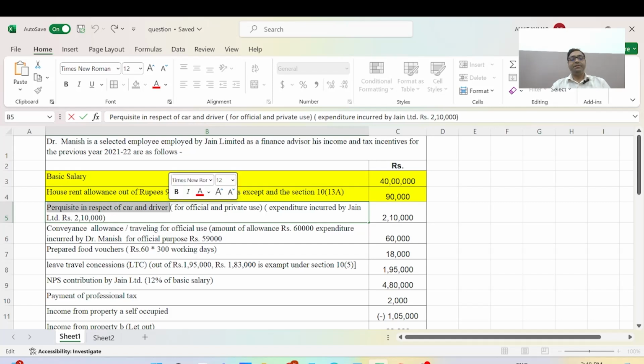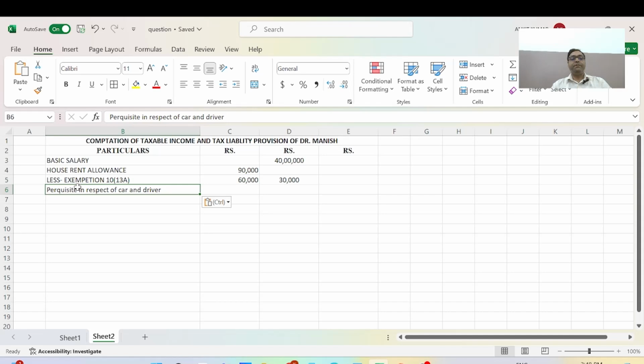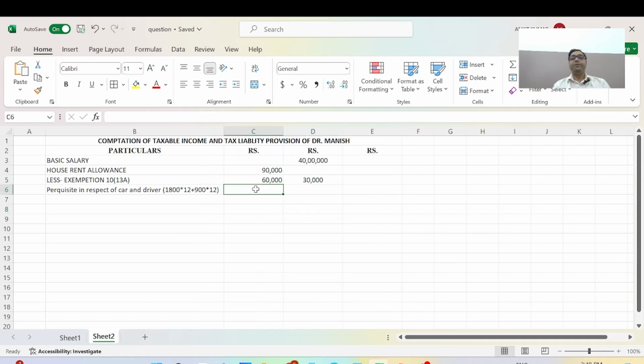Perquisite in respect of car drivers. The calculation is 1,800 rupees for the driver for official use multiplied by 12, plus 900 rupees for personal use multiplied by 12. So 1,800 multiplied by 12 plus 900 multiplied by 12 is the taxable amount, which becomes 32,400 rupees after the calculation.